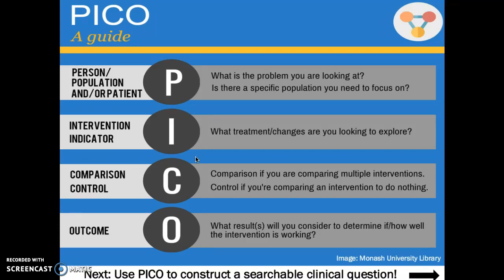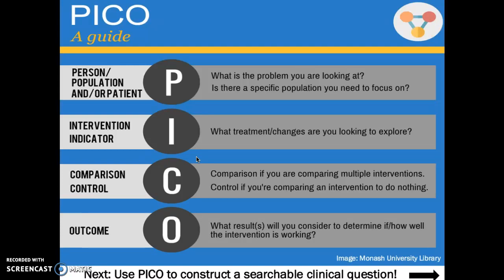C stands for comparison. What alternatives are we comparing the intervention to? If we compare the intervention to nothing, this is known as a control. A placebo is a pill or treatment given to a patient that has no effect on the patient.